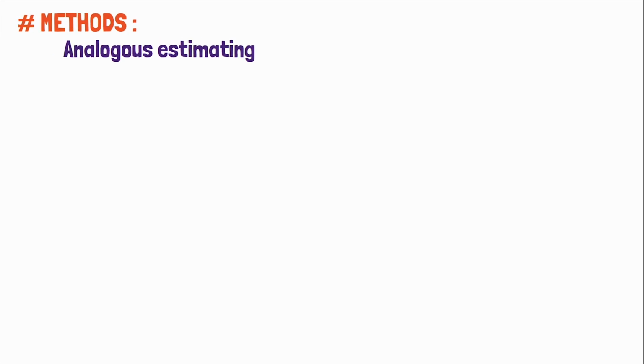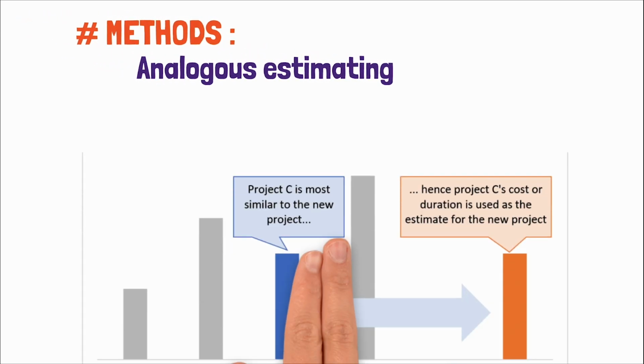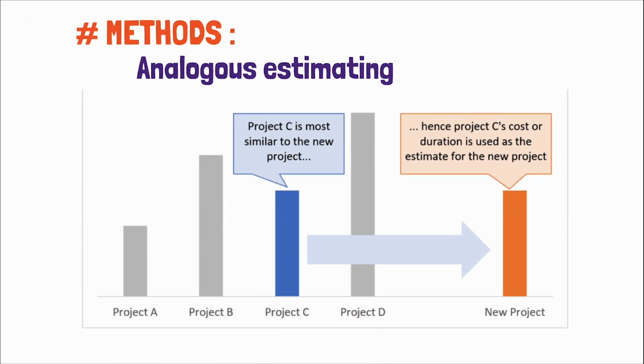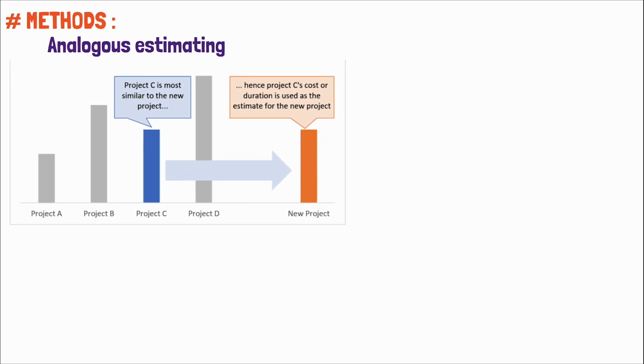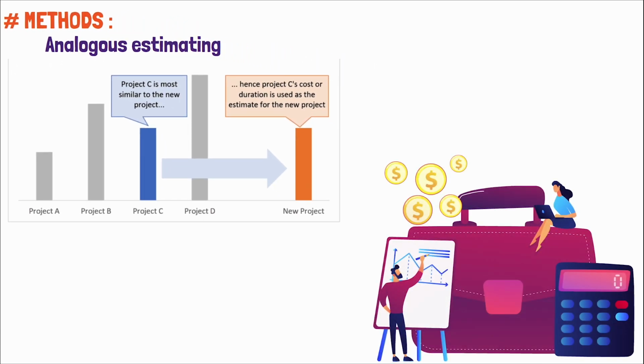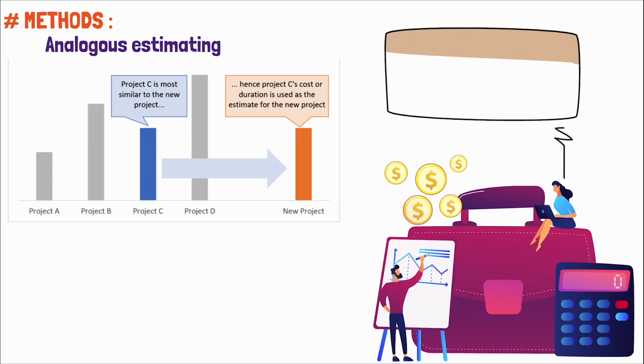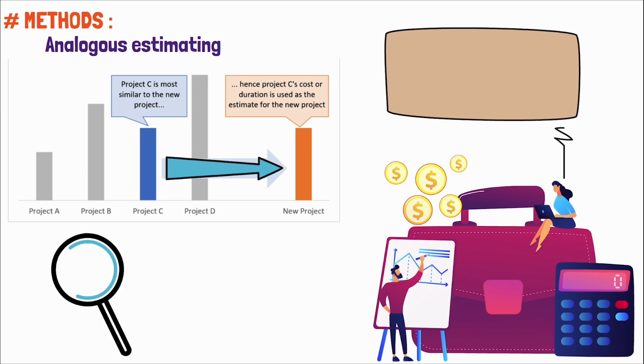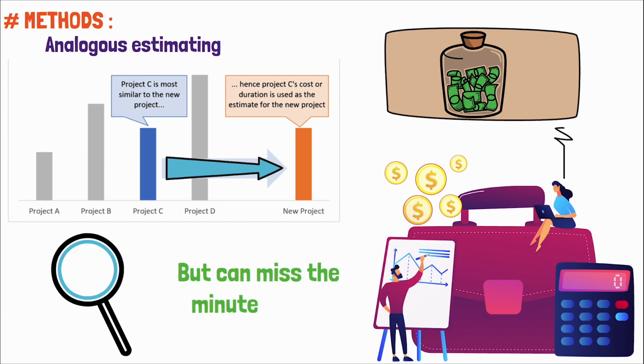Let's consider the methods at our disposal for estimating these costs. Analogous estimating, often seen as an art form as much as a science, draws from the historical data of previous projects. It's a method that shines when time or data is scarce, allowing us to make broad brush strokes that outline our cost landscape based on past project costs. However, this method is like using a wide-angle lens. It captures the big picture but can miss the minute details.